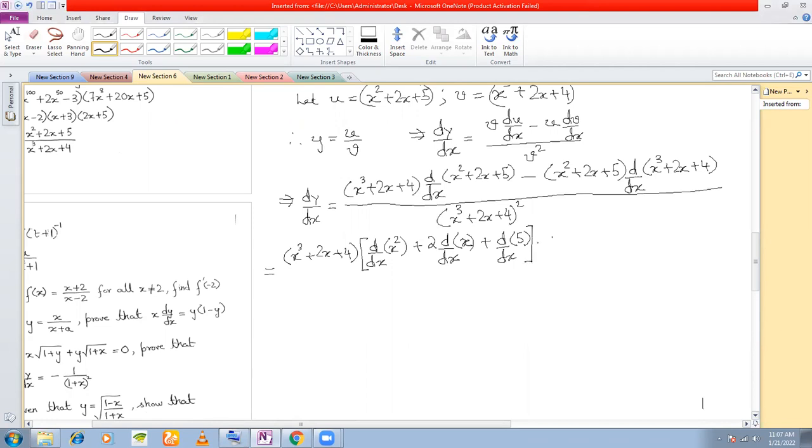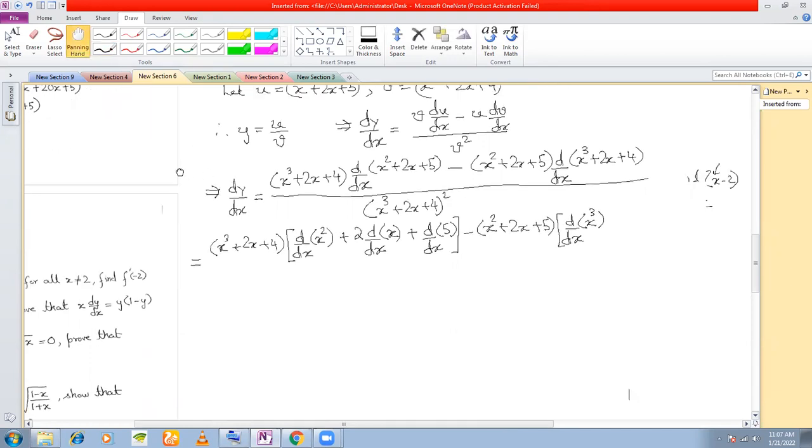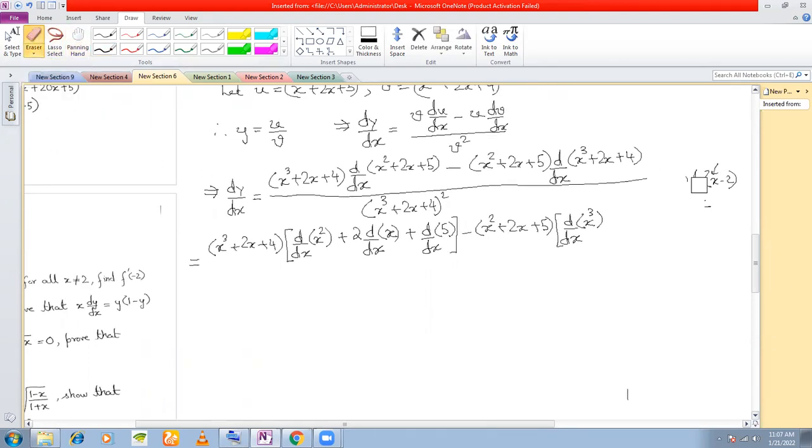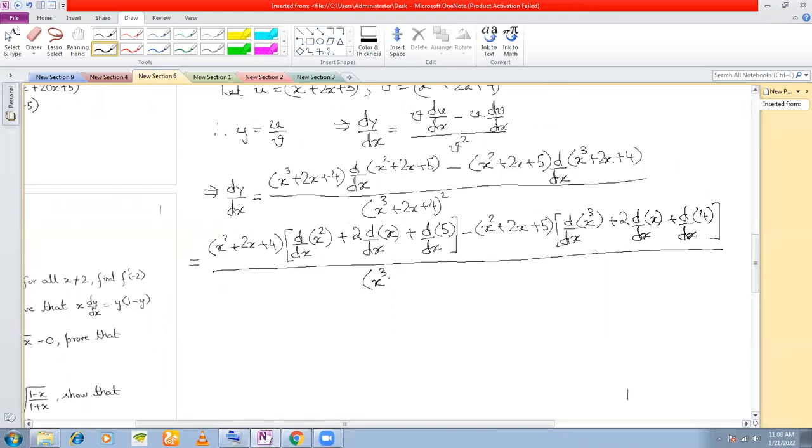And this is minus (x square plus 2x plus 5). Again here you can distribute this operator over the entire polynomial. So d/dx of x cube plus twice d/dx of x plus d/dx of 4. And this entire thing divided by (x cube plus 2x plus 4) square.